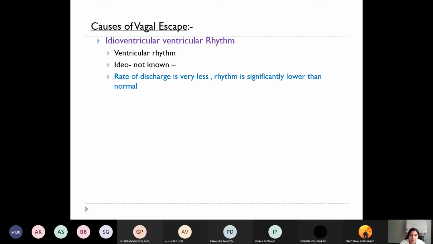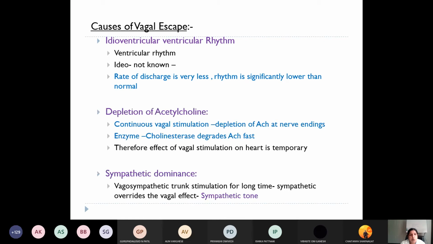Idioventricular rhythm means the rhythm generated by the ventricle as a pacemaker without a known cause. This occurs classically after vagal escape, and the rate of discharge, if you compare with the normal, is very less. The rhythm is significantly lower than normal. Both rate and rhythm are less compared to the normal cardiogram. Now, they have put forth three important physiological bases for this vagal escape, right? This happens in the human heart also.